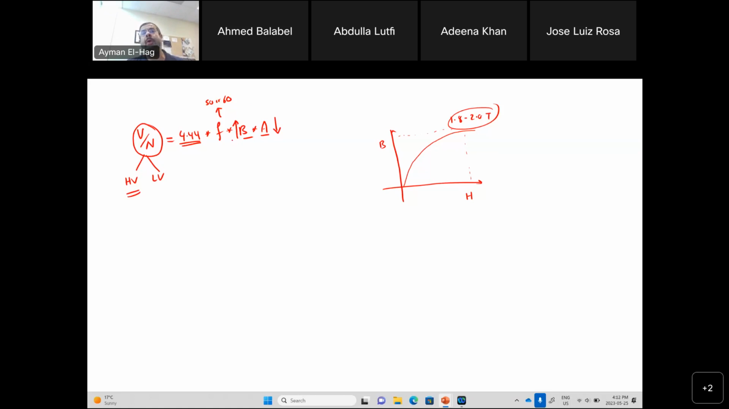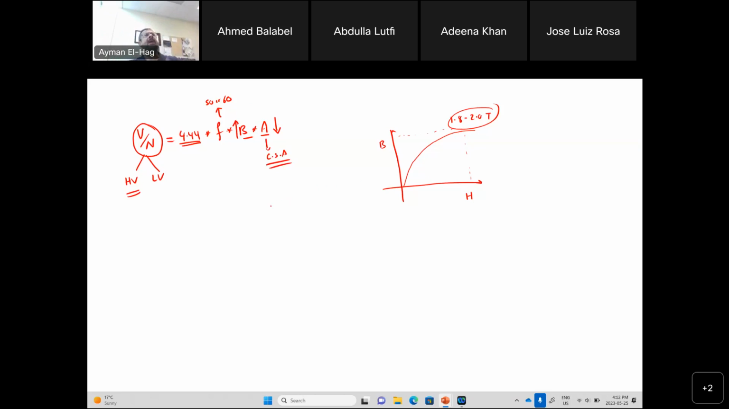I want to reduce the cost of the transformer. This is the cross-sectional area of the core. I want to reduce this because if I reduce the core, I will reduce the size of the winding, I will reduce the tank, the oil, everything will be reduced. How to do that? I push the flux density to be as high as possible.